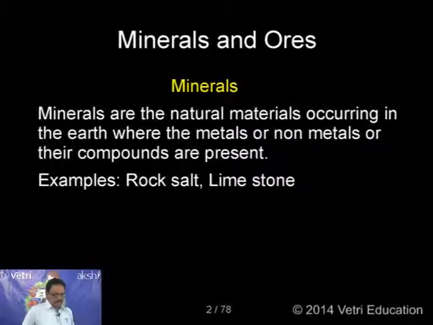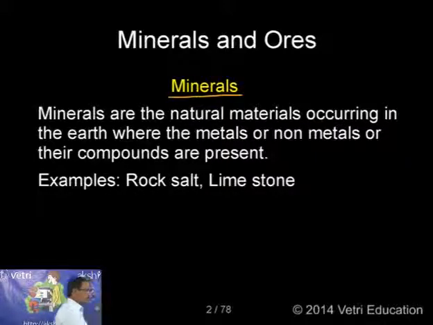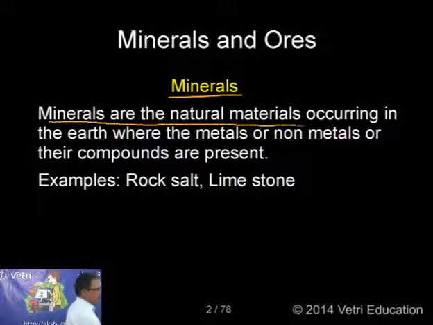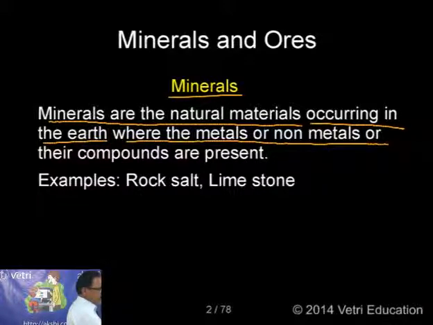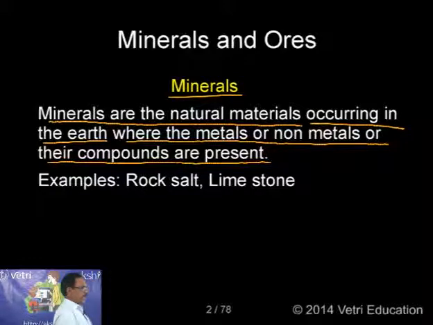Let me point out the difference between minerals and ores. First, let me take minerals. What are minerals? Minerals are the natural materials occurring in the earth where the metals or non-metals that we are interested in, or their compounds, are present. Let me repeat again. Minerals are the natural materials occurring in the earth where the metals or non-metals or their compounds are present. Specific examples: rock salt, limestone are minerals.